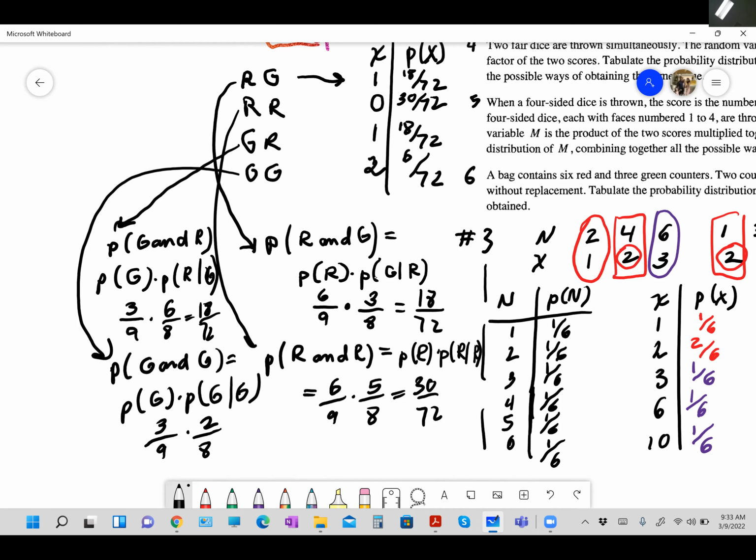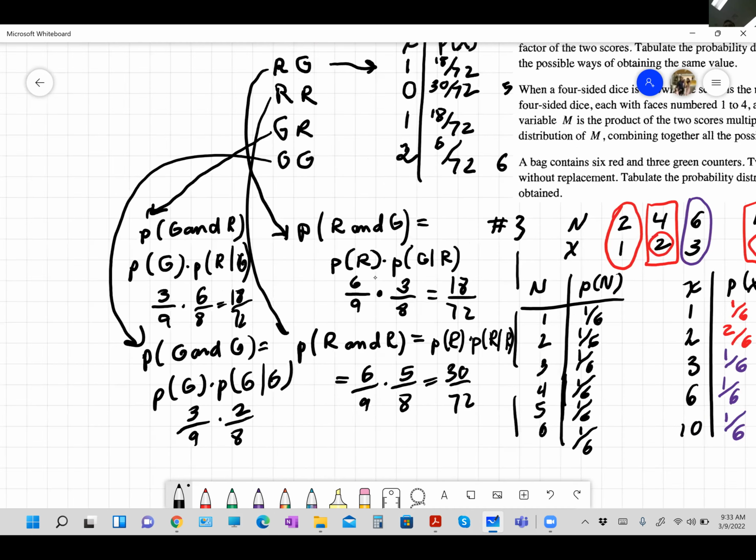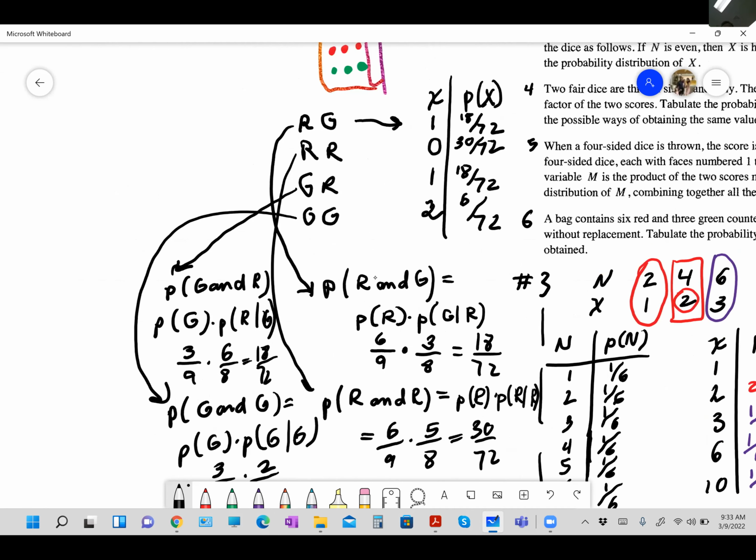18 plus 18 is 36. 36 plus 30 is 66, plus 6 more, 72 out of 72. So we're good. The probabilities add up, but we want to clean this up a little bit, right? So if I were you, let's do this one in rainbow.